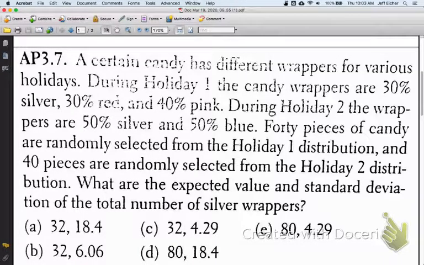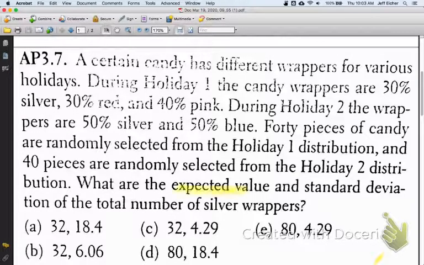Request to look at Cumulative Practice Test number 3, question number 7, AP 3.7, on page 660-something. So let's check out number 7. You could pause the video and read the question if you'd like, but the important information I'll circle or highlight.